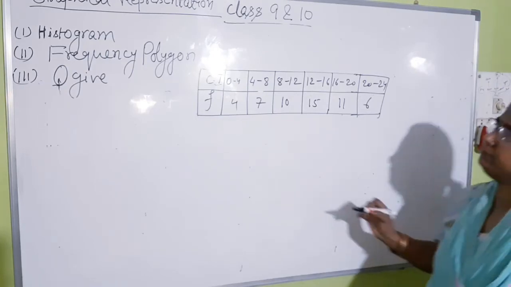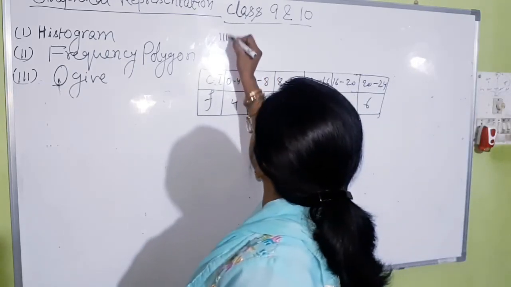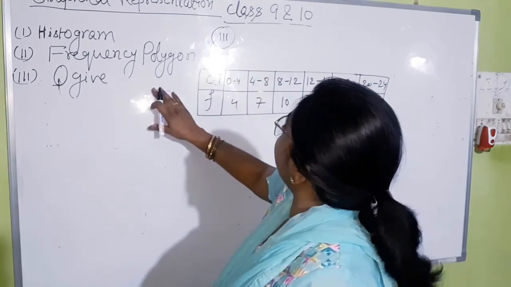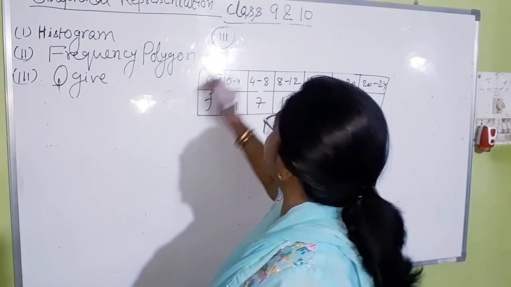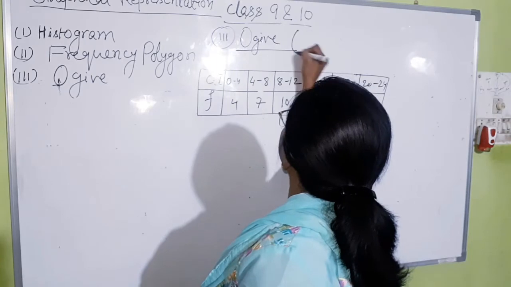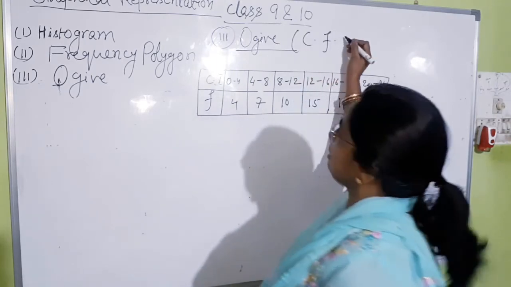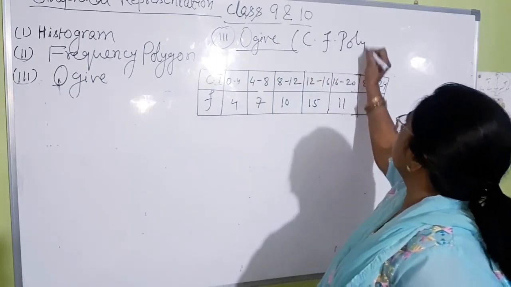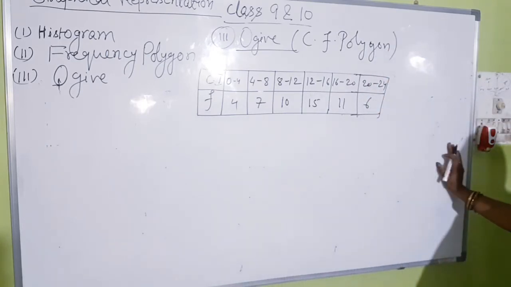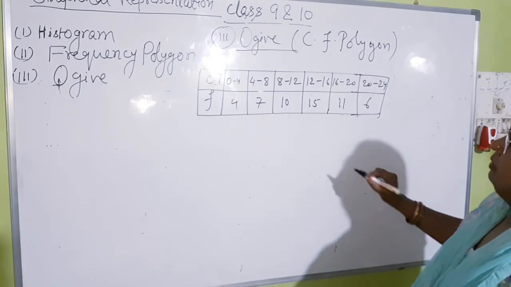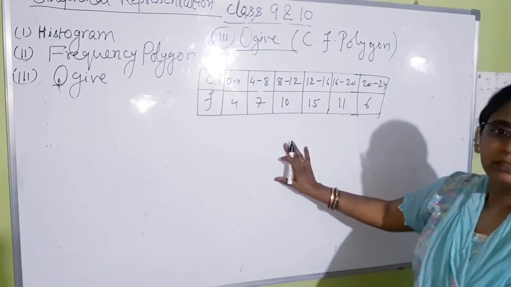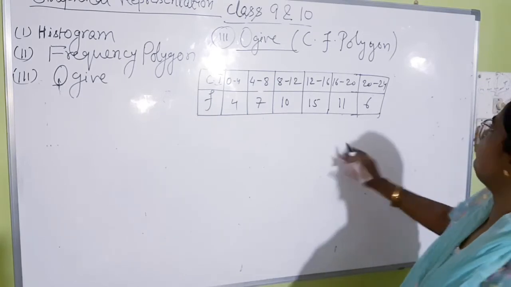To find out ogive, the third topic: cumulative frequency polygon, or ogive. Cumulative frequency polygon. It means for this frequency, we will calculate the cumulative frequency.